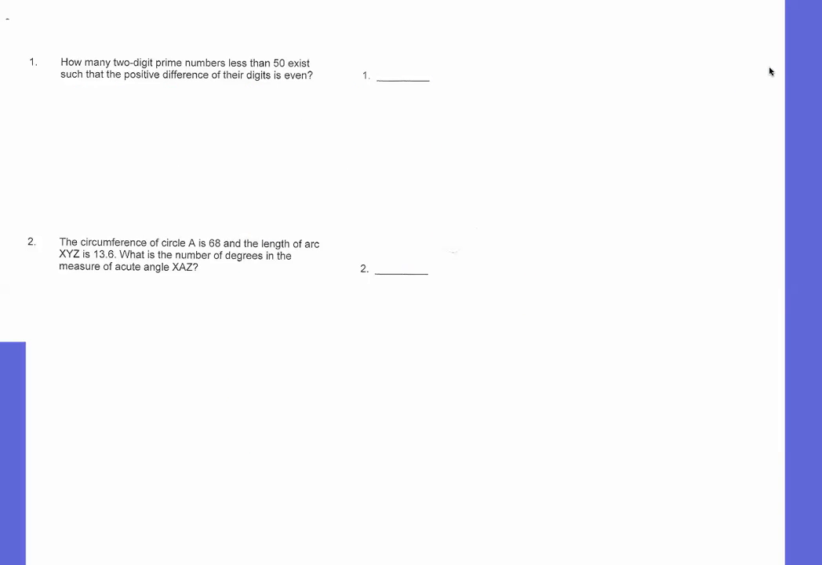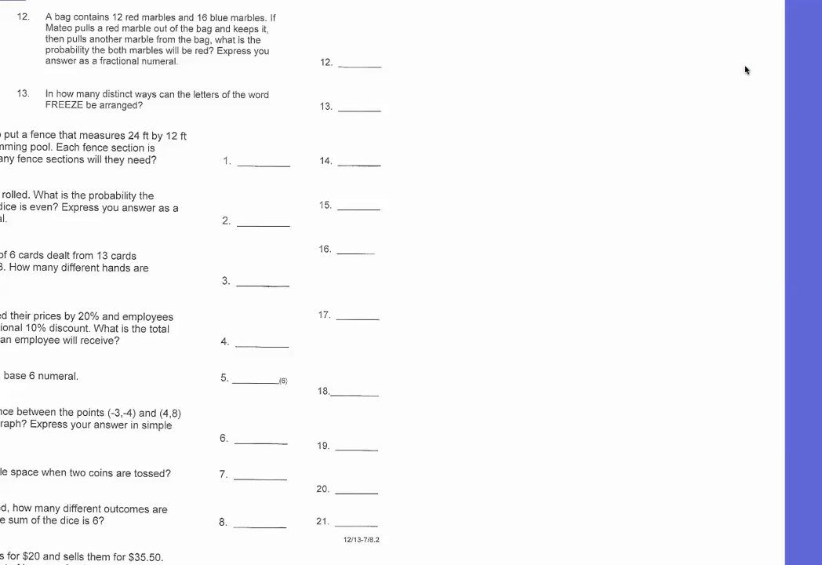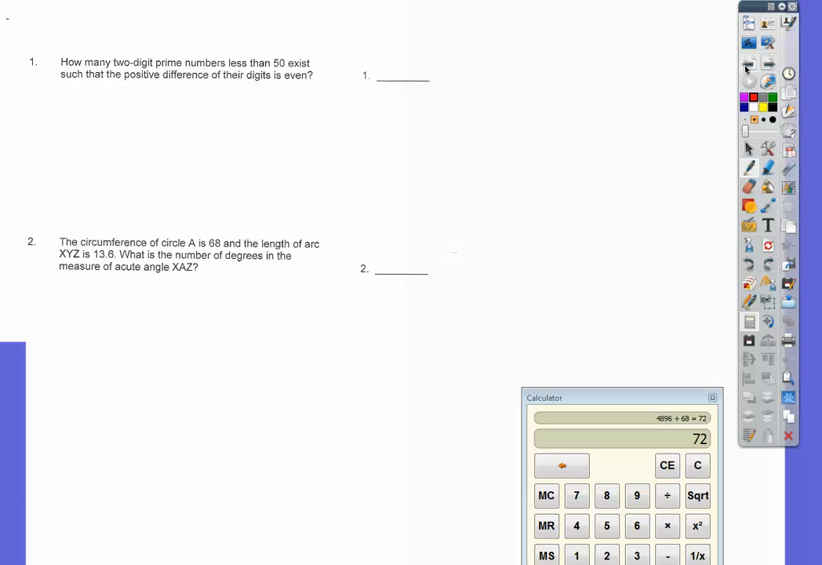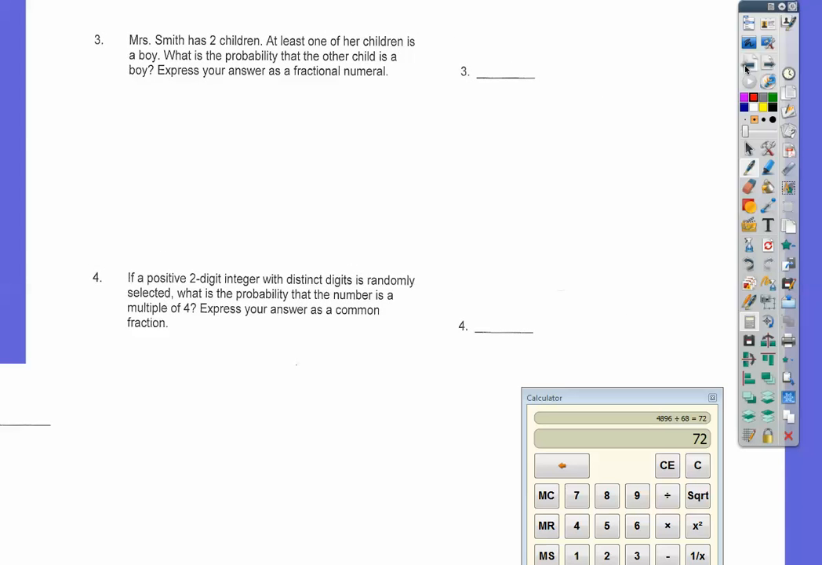Now this next problem has given me troubles in the past, but not anymore. Let's move this out of the way. So here we go. Mrs. Smith has 2 children. So the first one can be a boy or a girl. The second one can be a boy or a girl. But she has at least one boy.